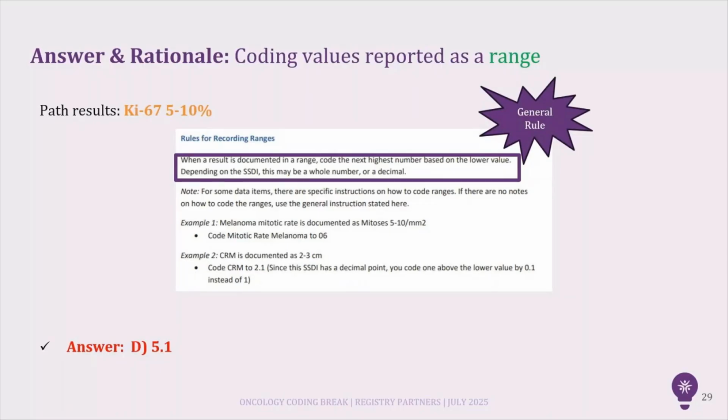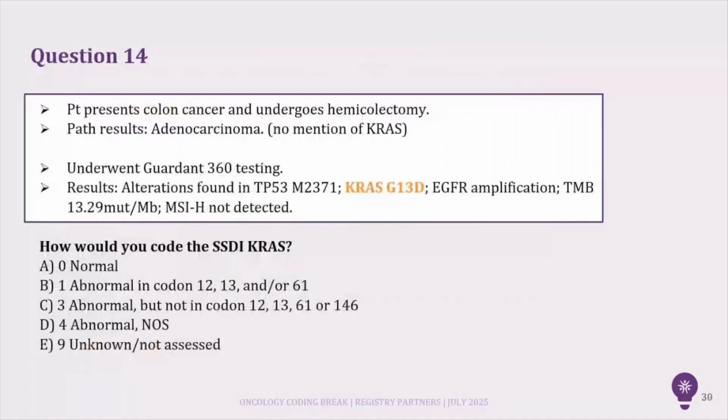Okay, the next one. So this patient has colon cancer and undergoes a hemicolectomy. The results are adenocarcinoma, and there's no mention on that path report of KRAS. The patient did, however, undergo Guardant 360 testing, and the results scanned in the chart are here on the screen. So KRAS G13D is mentioned as an alteration. So how would you code this in the SSDI for KRAS?